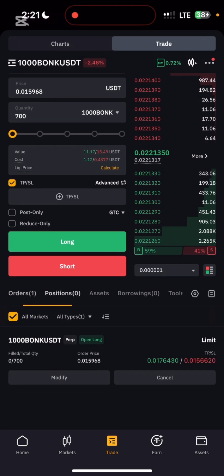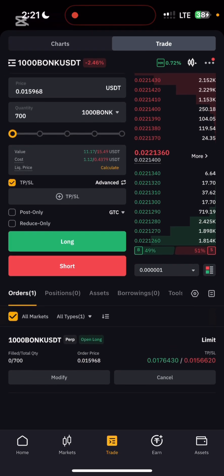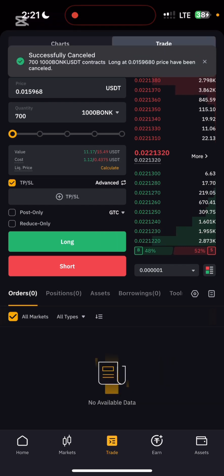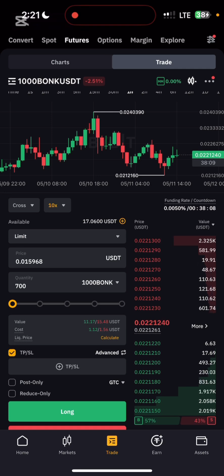So as you can see, I've placed my order and I'm going to wait for the price to get to where I placed my order. So let's cancel this. Now let me teach you guys, let me talk about a market order. When you are giving a trade on market order, you understand?